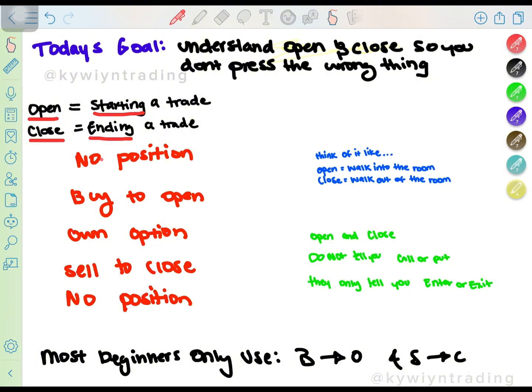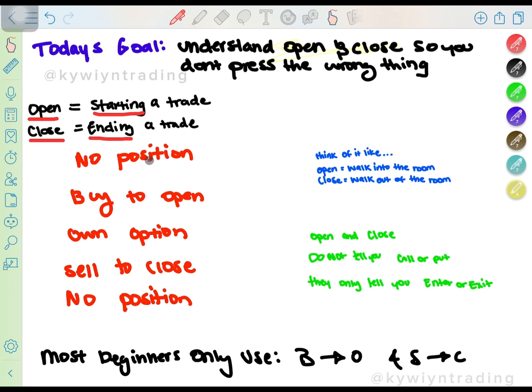Now, if we fast forward a lot of the way, your trade goes your way, price rose up, you made some money, you made the profit, now you want to get out. How do you actually end that trade? You're going to end that trade by selling the contract that you already own. So you owned nothing, then you bought to open, and then after you bought to open, you want to get out. So you sell to close. You sell or close the trade that you previously had opened, and now you have no position again, but now you also have the profit that you made.